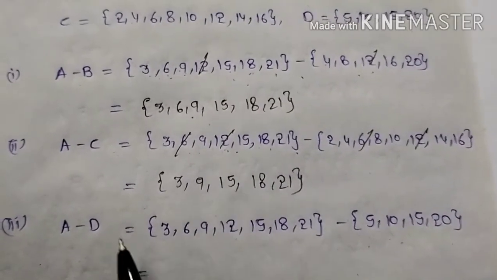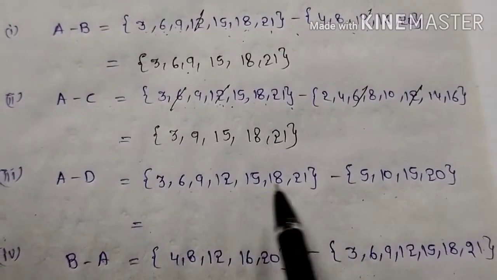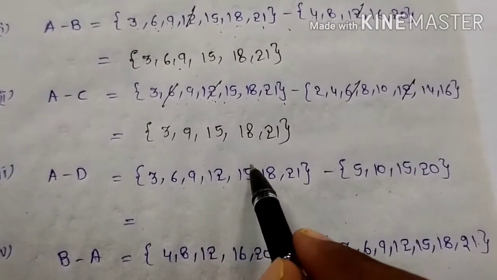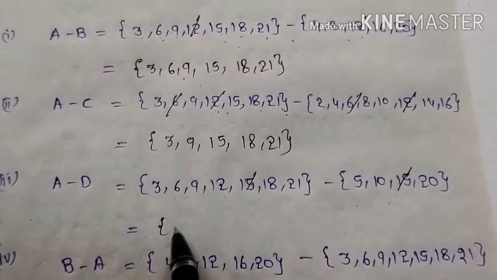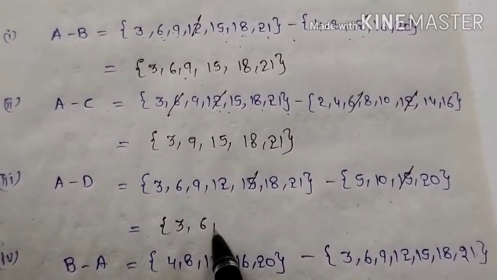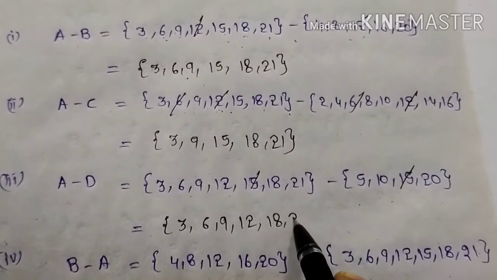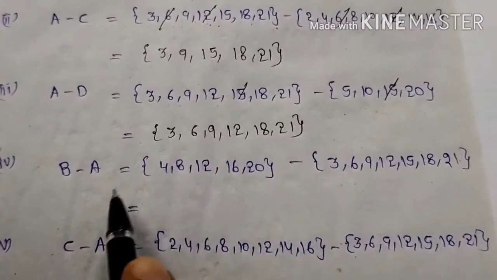See here, A minus D. That means you can see here 3, 6, 9, 12, 15. Which is the common? Here, see, 15 only is common. Yes or no? Yes. That means you can write the remaining elements in the first set: 3, 6, 9, 12, 18, 21 is your answer. In a similar way, one more problem you can see: B minus A.